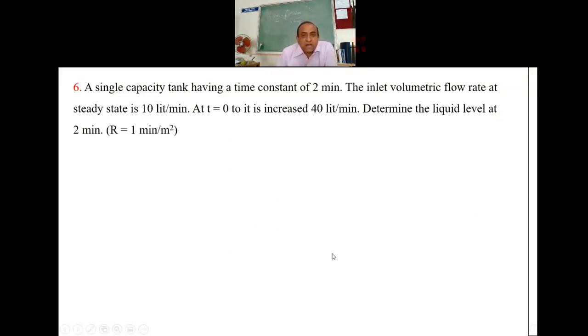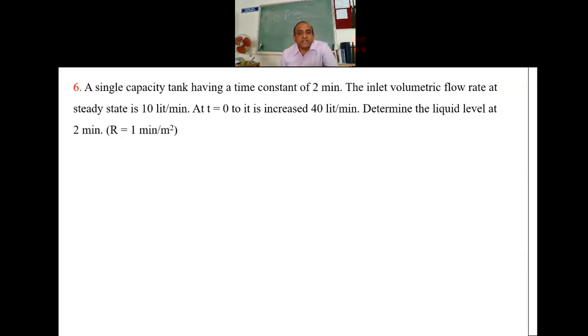So this is on the tank. All of you please read the statement. We'll solve here only. Please read the statement. I think you have a calculator with you. I'll explain how to solve, then you can solve that.